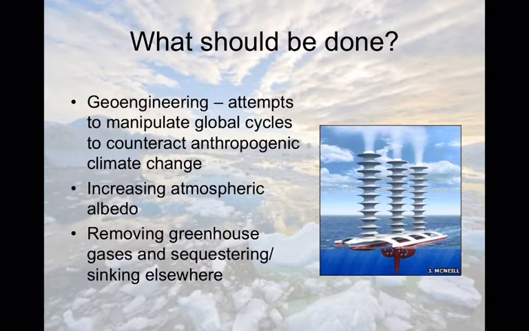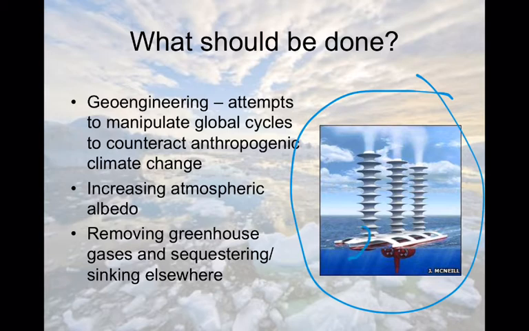and one of them that is of interest lately and getting a lot of press is geoengineering, which is the attempt to manipulate global cycles in order to offset the amount of CO2 and other climate gases we put out. So they do this two ways. One is to increase atmospheric albedo, and this diagram you see on the right is actually a design right here.